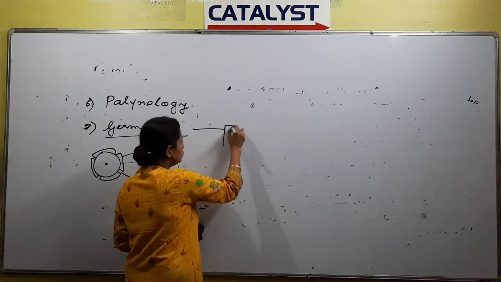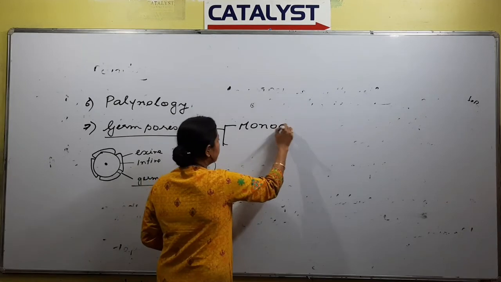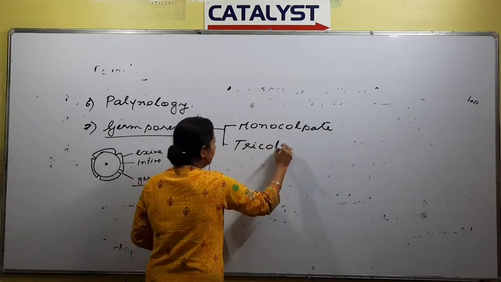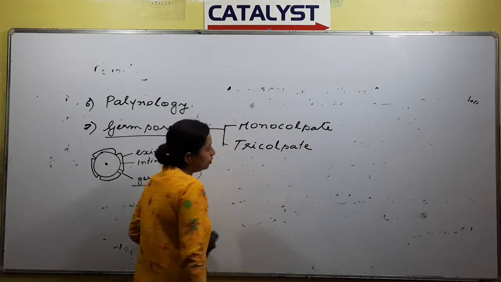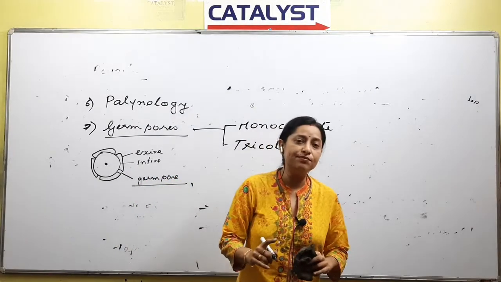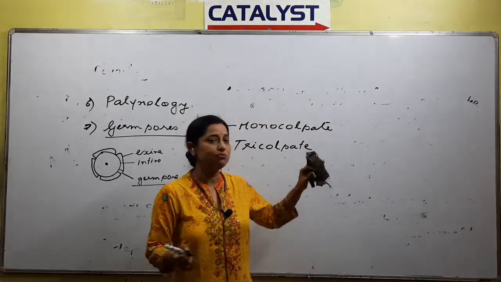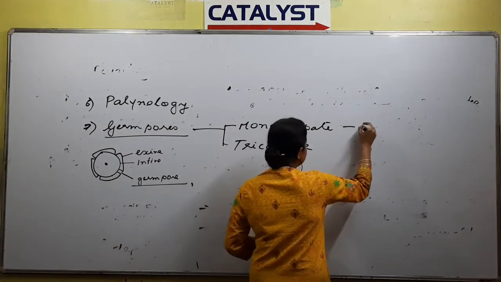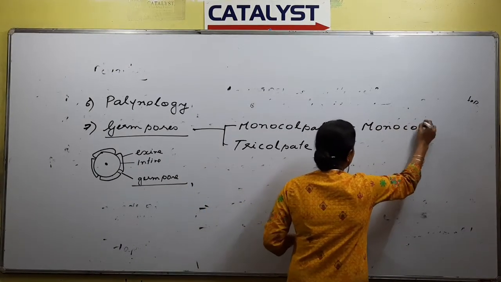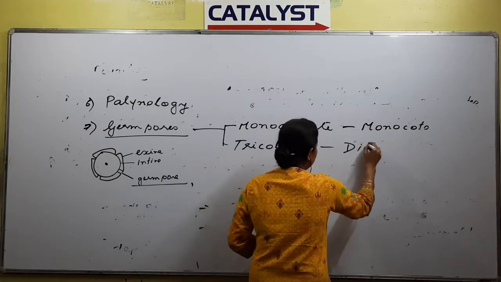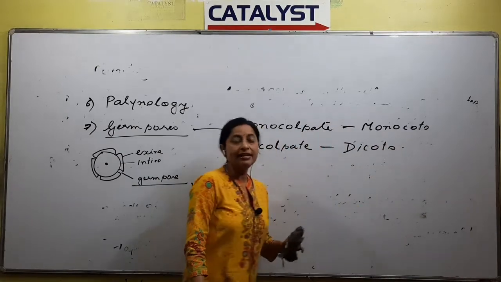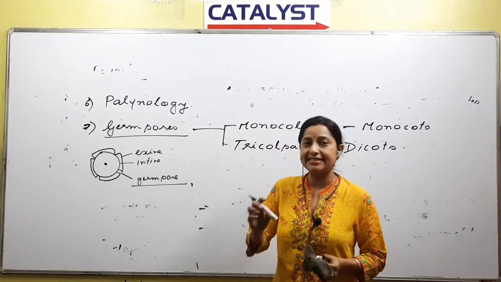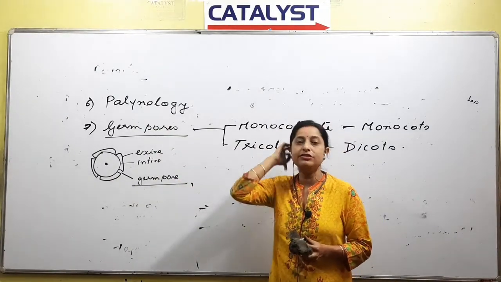Germ pores have two types, monocolpate and tricolpate, right? What do we understand by the word monocolpate? Only one germ pore is called monocolpate, 3 germ pores is called tricolpate. The point that should be remembered is monocolpate is a characteristic of monocots, and tricolpate is a characteristic of dicots, right? So what we have understood is the exine is not continuous, and the place where the exine is absent, what do we call it? Germ pore.